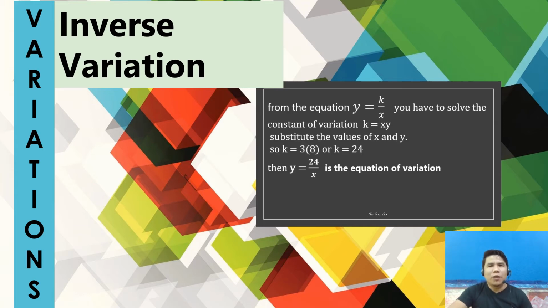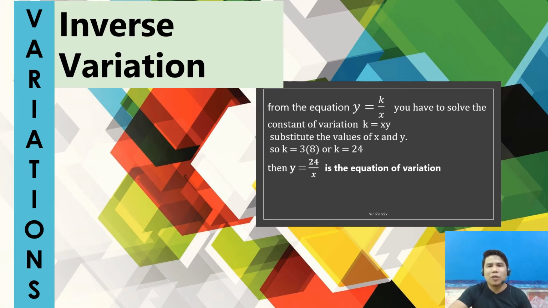From the equation y is equal to k over x, that is the translation of y varies inversely as x, you have to solve the constant of variation first, and you can use k is equal to xy. You just derive it from that equation. You multiply x and y, that should be your constant of variation since it's inverse. You just have to get your k by multiplying x times y.